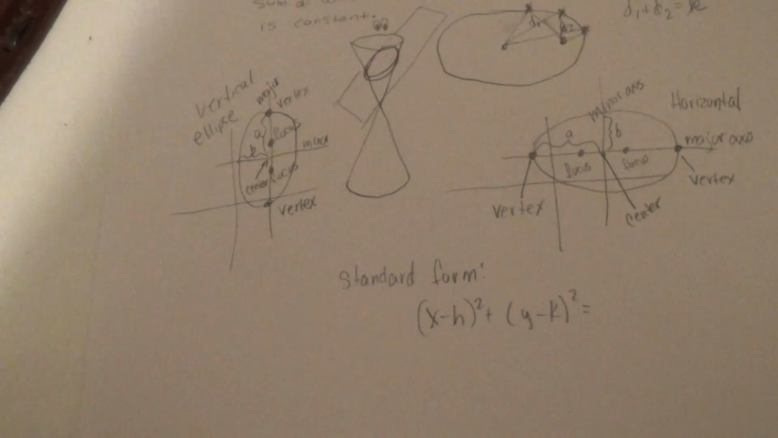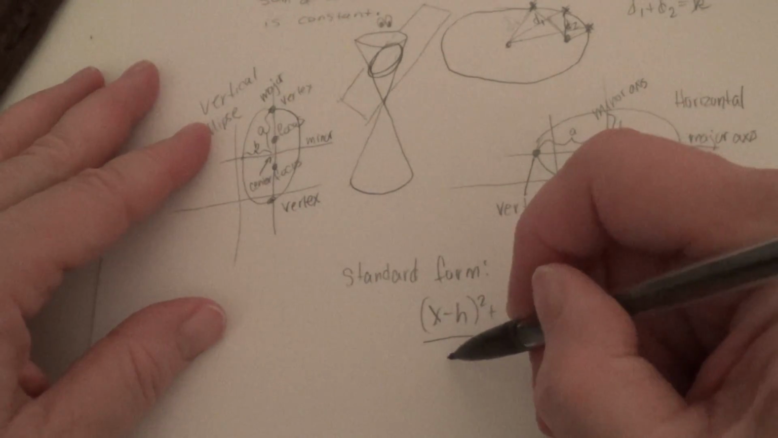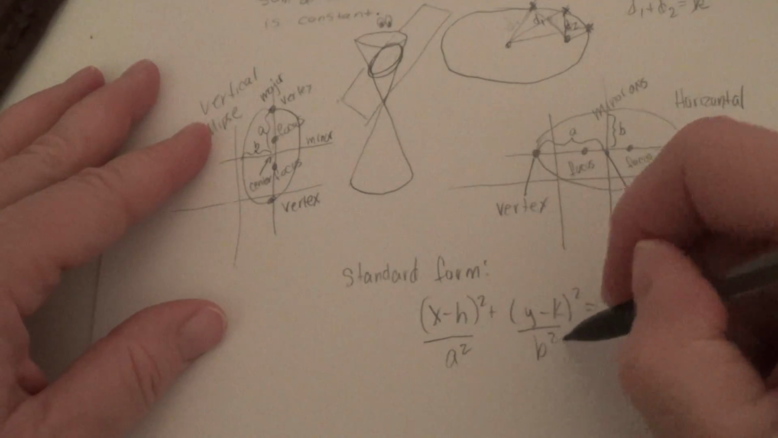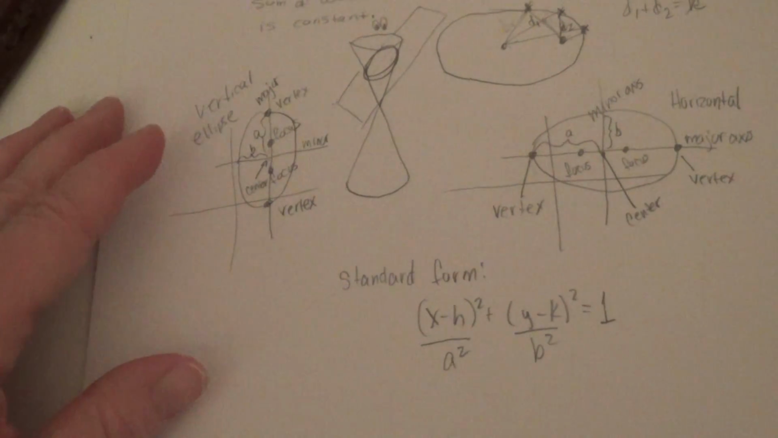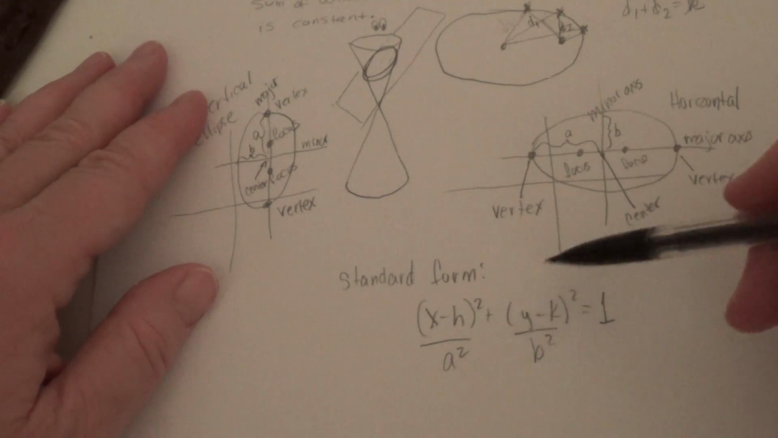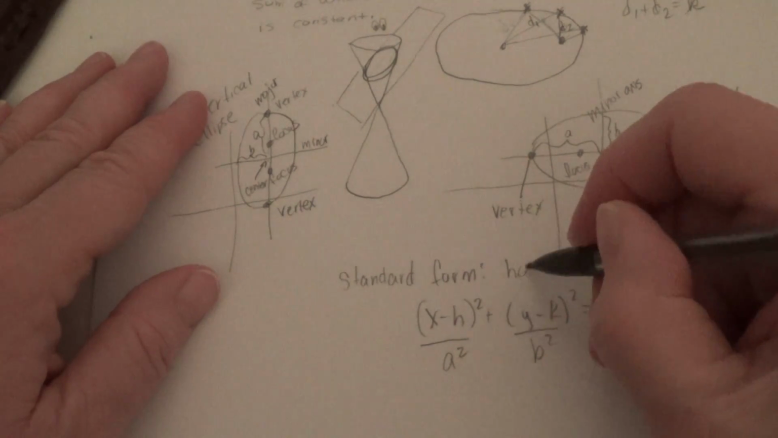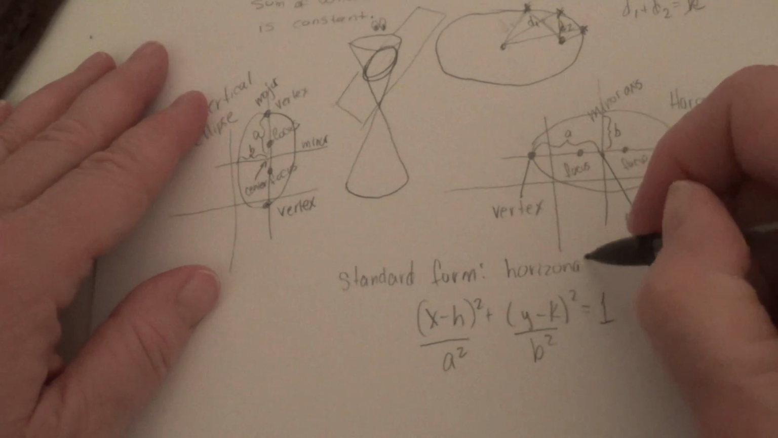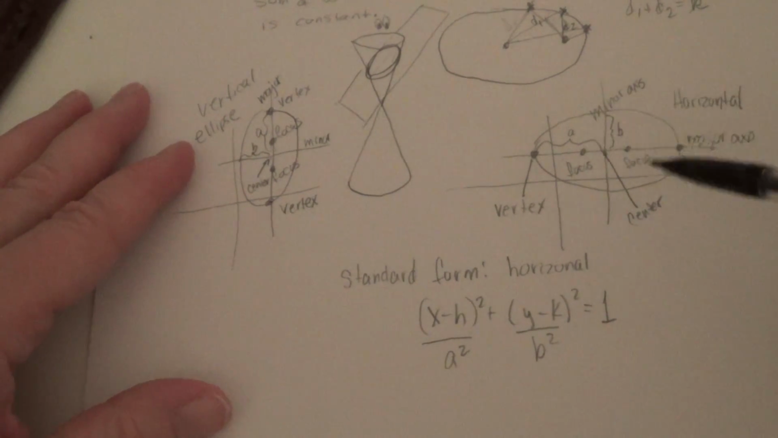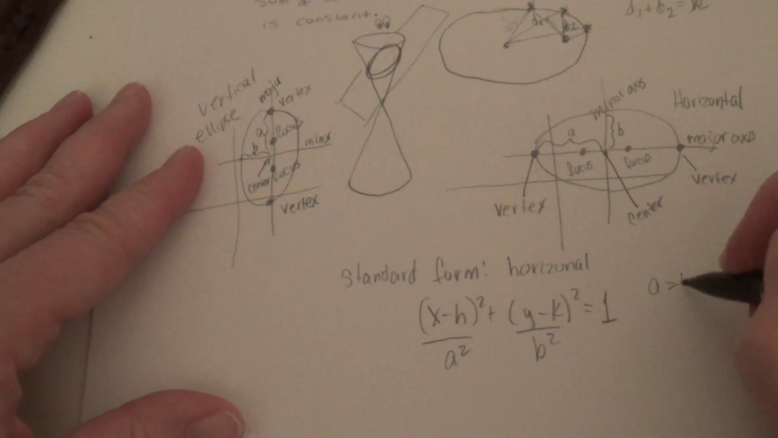That looks familiar. It looks like the circle, except I haven't completed it. There's a value called a squared and b squared, and that all equals the magic number 1. So this is in standard form, and that is for the horizontal ellipse. And the way I remember that, A and B, recall A is always longer than B.